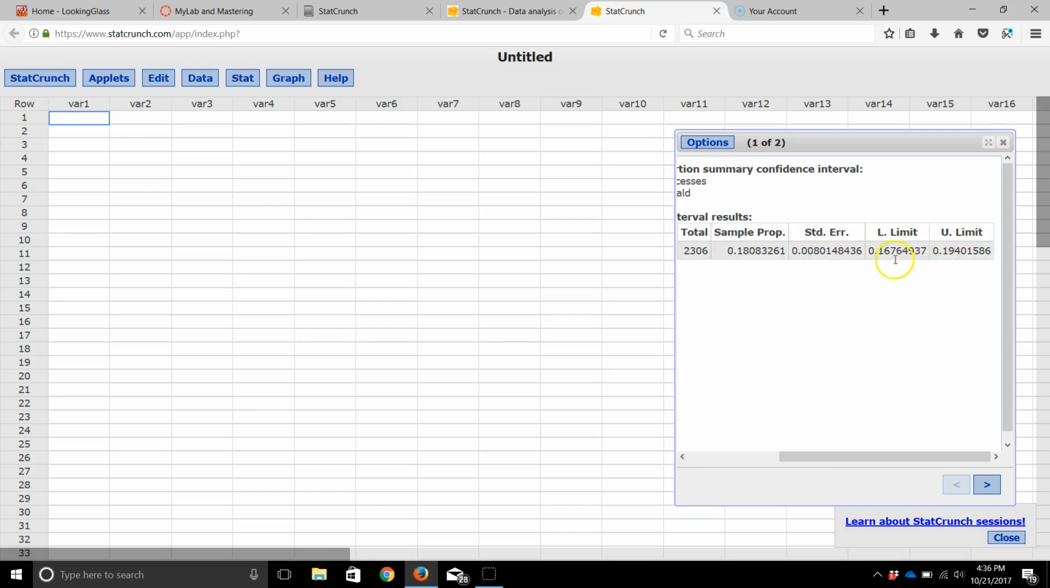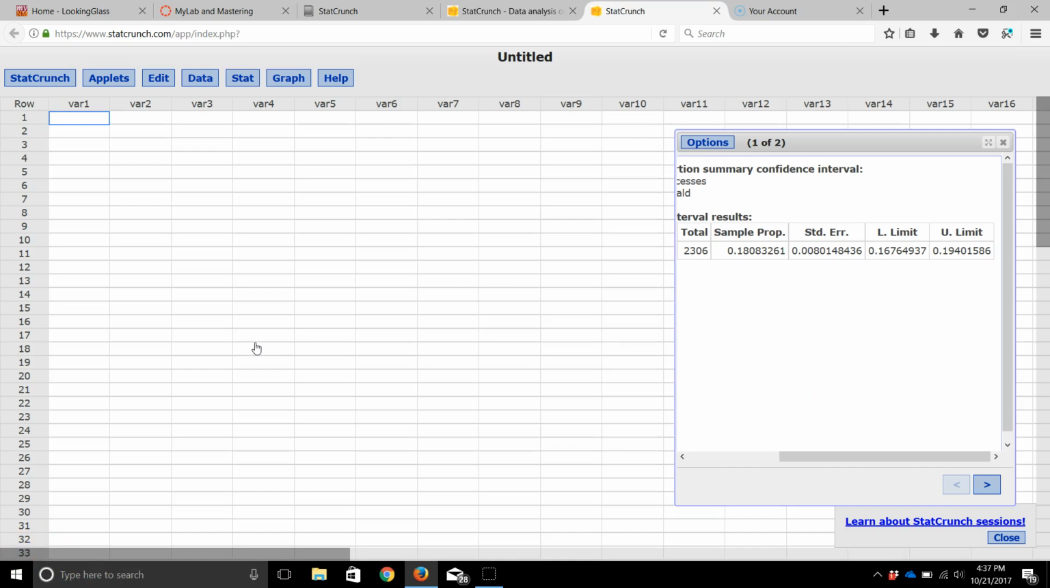A reasonable number of decimal places is usually 3 to 4. So I would probably answer this question by saying 0.168 and 0.194 as my lower and upper limits. So we have 9.1, number 25, essentially completed. That's the only StatCrunch portion. The other 3 portions will require some verbal responses.